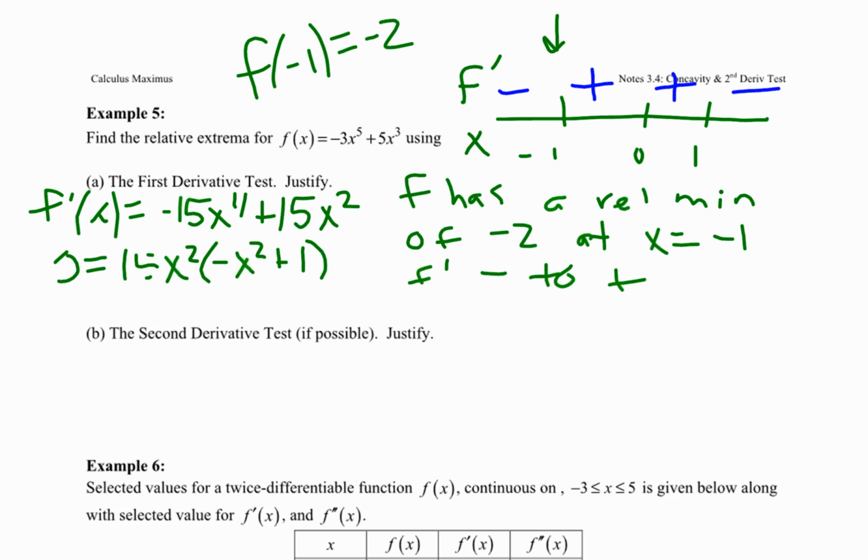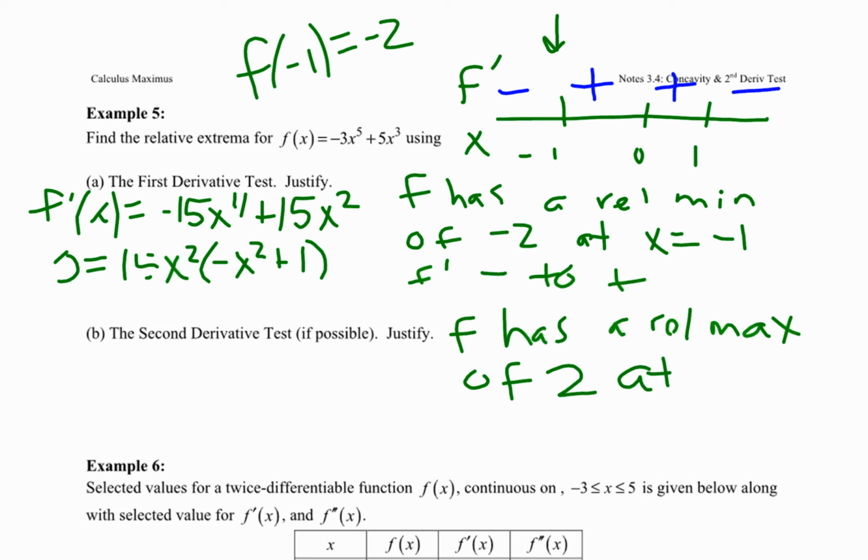All right, and f has a relative max at x equals 1. I guess we have to tell what that is. f has a relative max of, if we plug in 1, we get 2 at x equals 1. And that's because f prime changes from positive to negative at those values. Now, we should get the same answers with doing the second derivative test.